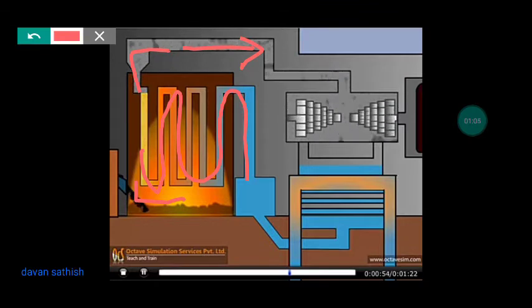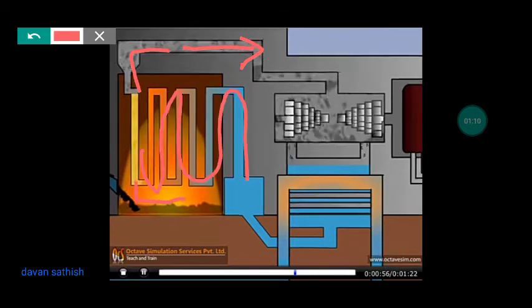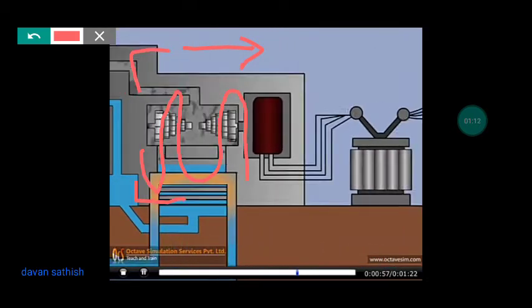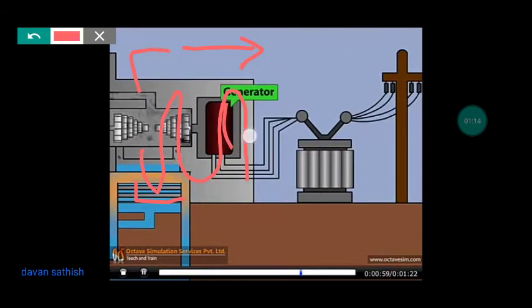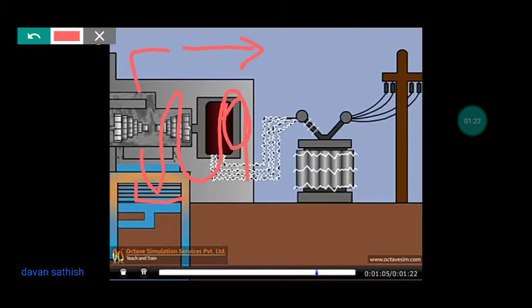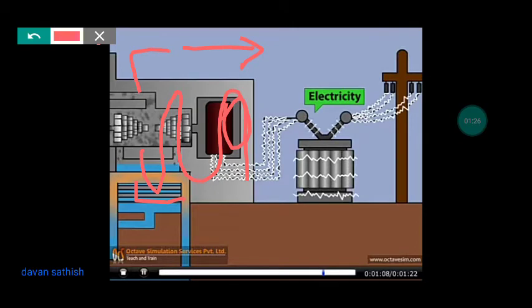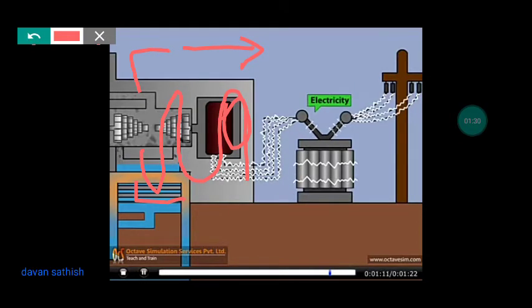So when the turbine starts to rotate, it's coupled with the generator. The generator also starts rotating. When the generator rotates, it produces electricity. After that, using the transformer and transmission lines, we send the electricity to our homes.